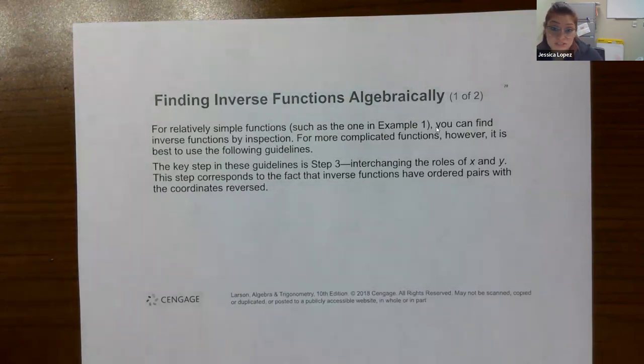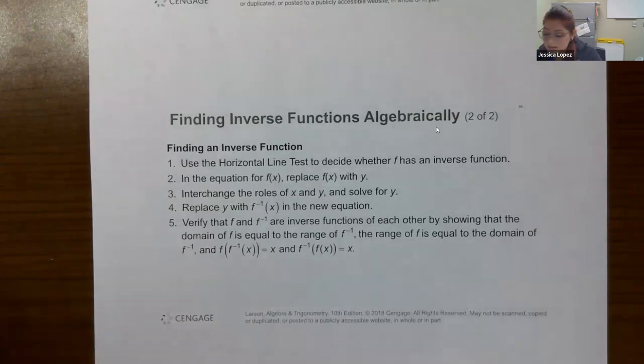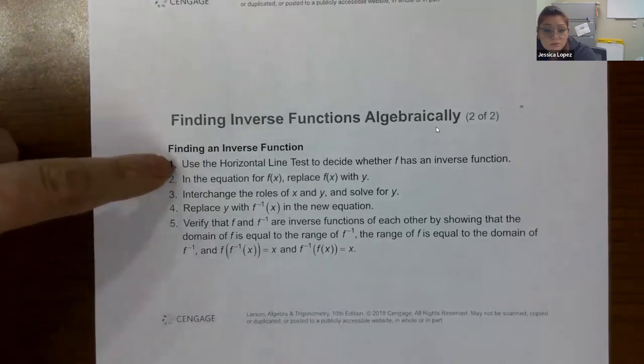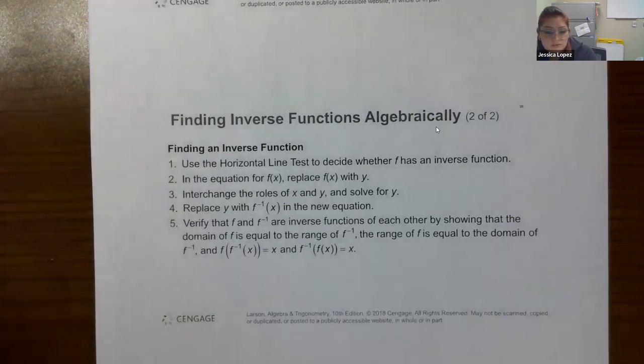And that's great for simple functions, right? But what happens when they're more complicated? I can't just look at it and guess, okay? So the key step for this is to do the interchanging of the x and the y. Remember, that is literally how they defined f of x at the very, very beginning, okay? So here are the steps to finding an inverse function. The first thing you do, and I don't always do this, I always wait until I'm done with everything, and then I look at what I have, and are those two things functions?